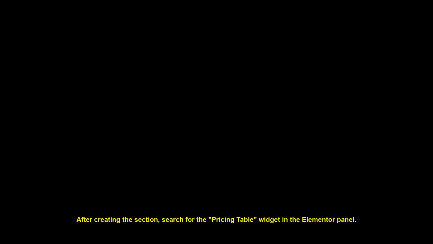After creating the section, search for the pricing table widget in the Elementor panel. Drag the pricing table widget into your newly created section. Begin editing the first pricing table by clicking on the pricing table placeholder.